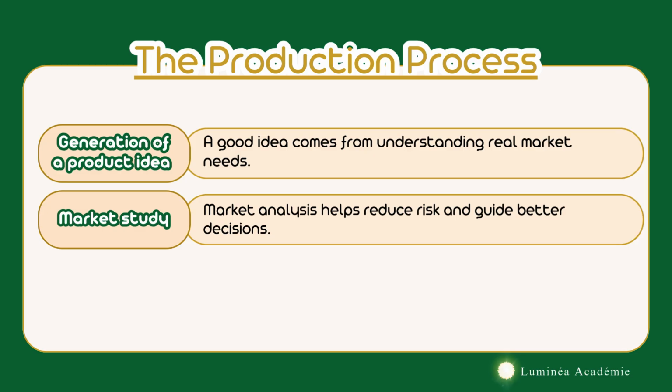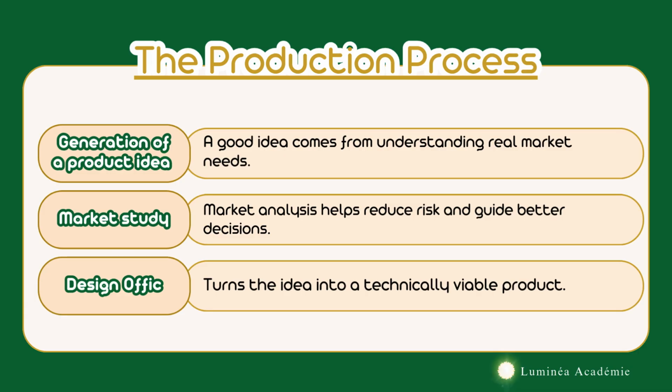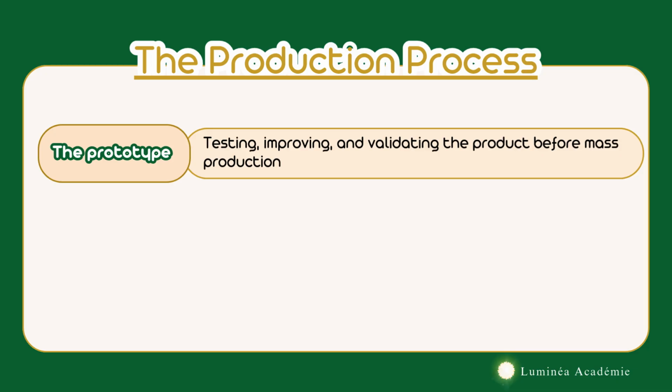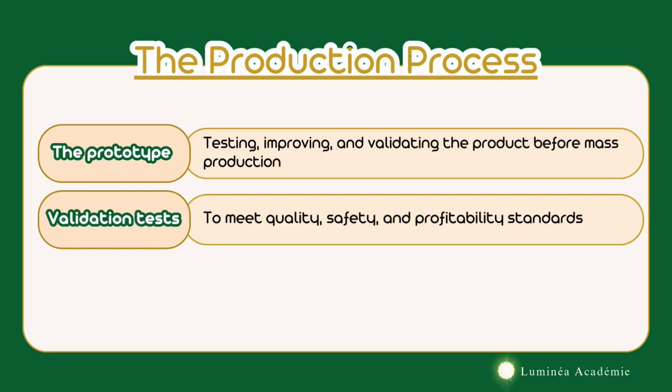Once the idea is validated, the design phase starts. This is handled by the design office, which transforms the idea into a technically feasible product. It defines product characteristics, materials, dimensions, costs, and technical constraints. After that, a prototype is created. The prototype allows the company to test functionality, identify defects, improve design, and collect feedback before mass production. The product then undergoes validation tests to ensure it meets quality, safety, and profitability requirements.